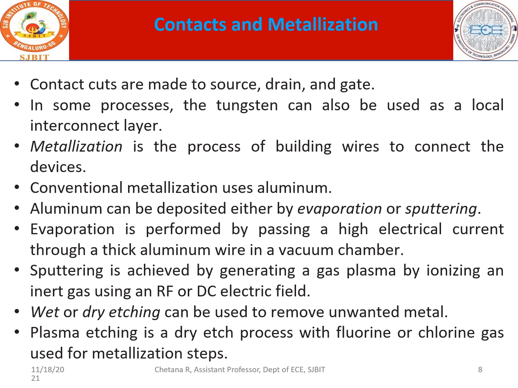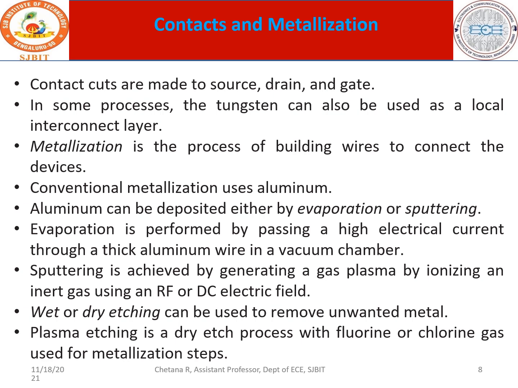So contact cuts are made at source, drain and gate. In some processes, the material used is normally aluminium. Though copper is the best conductor, copper is heavy, so it is replaced by aluminium. But in recent trends, we have tungsten being used. Metallization is the process of building wires to connect the devices. So the metal used here is tungsten.